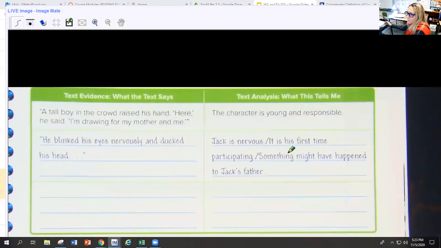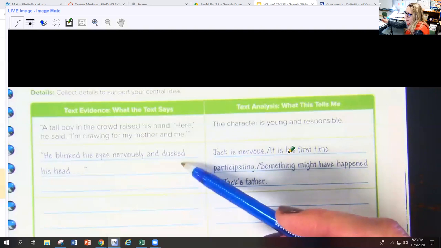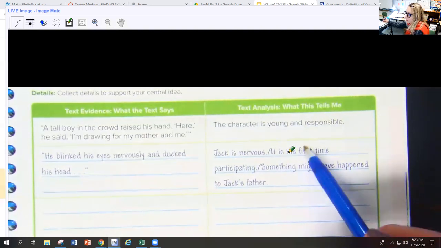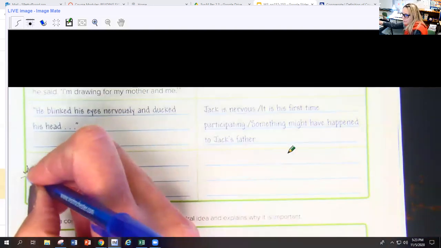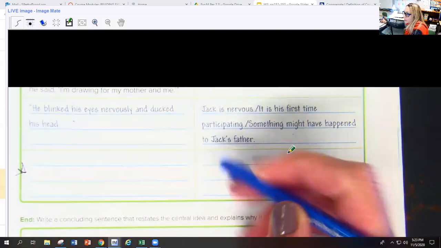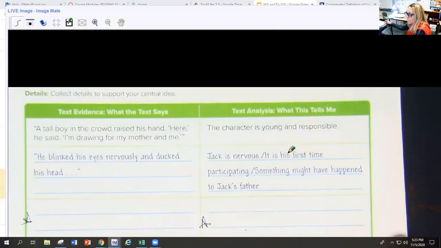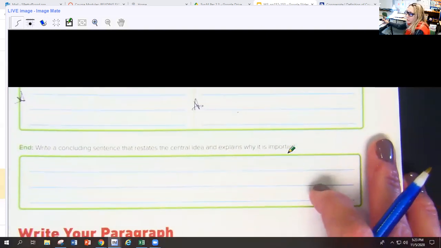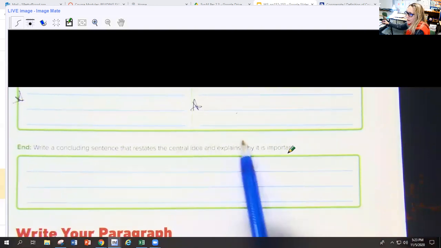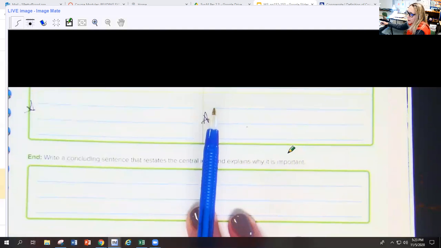Now, we got this started for you down here. So you have two pieces of text evidence, then the text analysis as well. So it's already started for you. You need to find one more piece of evidence, and then you do the analysis. Explain why that's important. What does this tell me about Jack? Then at the end, write a concluding sentence that restates the central idea and explain why it's important. Once again, that's right up there. Just make sure you explain why that's important, okay?